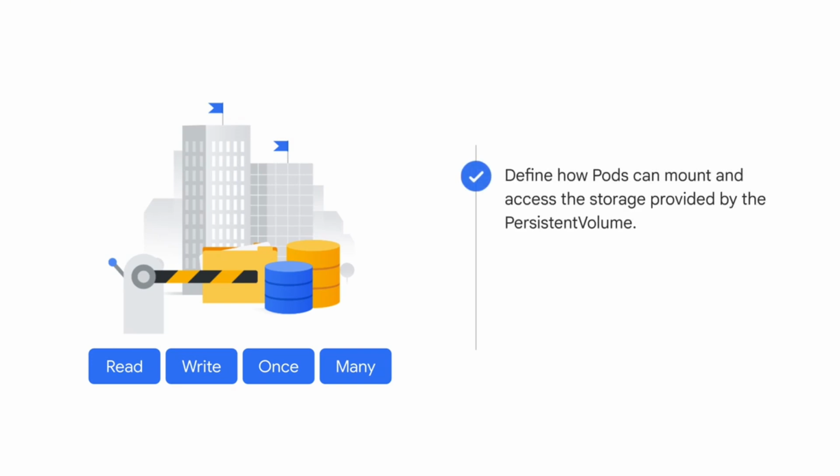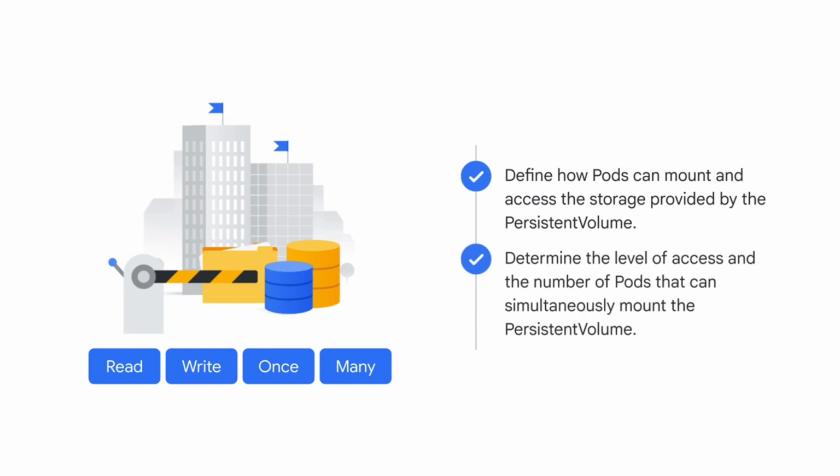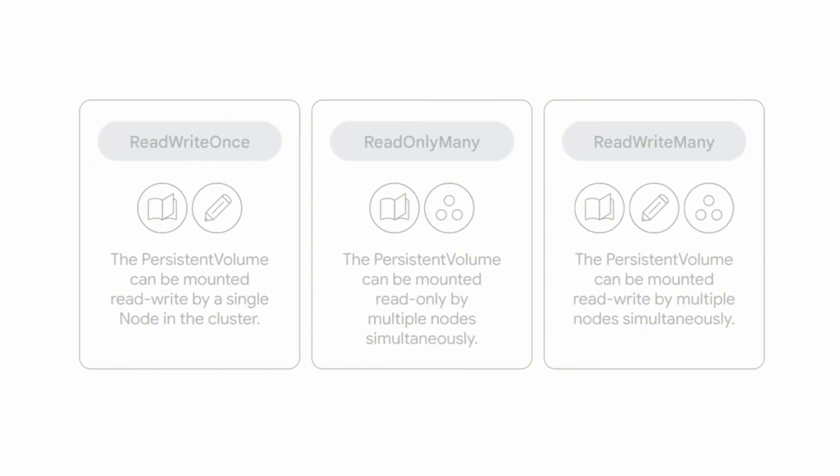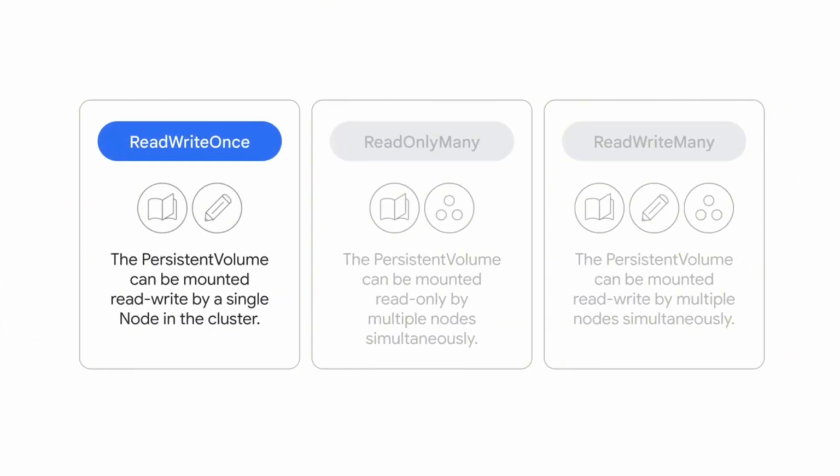Access modes in persistent volumes define how pods can mount and access the storage provided by the PV. They determine the level of access and the number of pods that can simultaneously mount the PV. There are different types of access modes. With read-write once, the PV can be mounted read-write by a single node in the cluster. This means that any pod running on that node can access the PV for reading and writing. For most applications, persistent disks are mounted as read-write once.